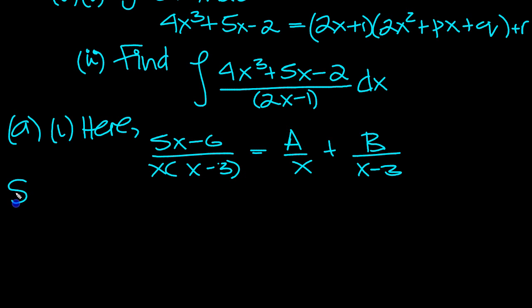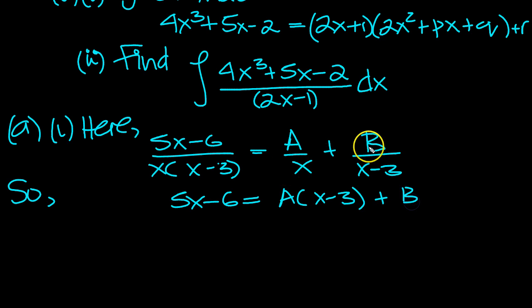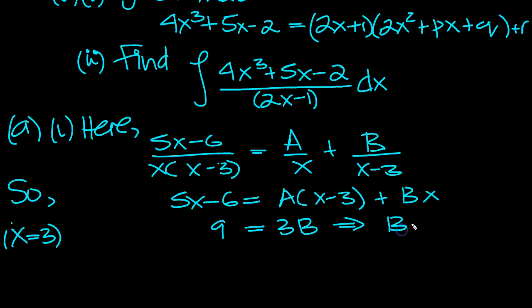Cross multiply then. 5x minus 6 is equal to a times (x minus 3), more than one term, put a bracket, plus b times x. So that's what we've got then. Let's put in x equals 3. And what do we get? 15 minus 6 is 9. Put 3 in here, you get 0. That's why we're doing it. And then 3b. So b equals 3, doesn't it?